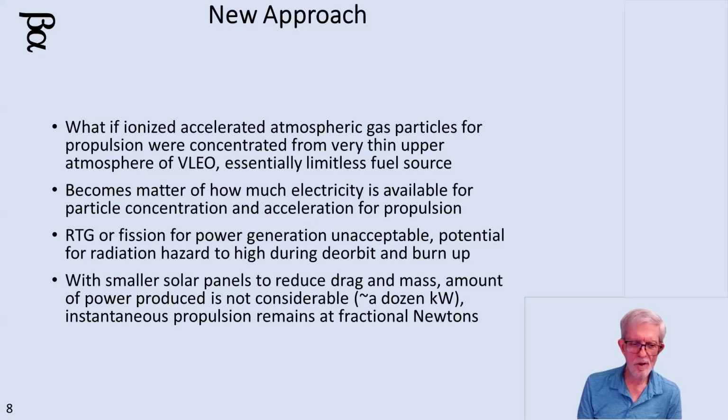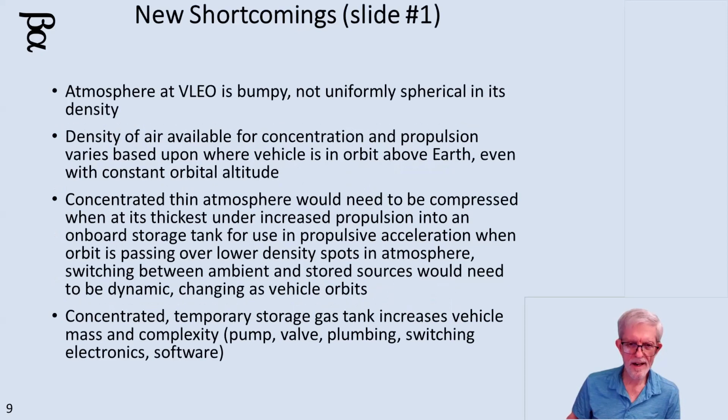So you're back to solar panels. How big can you make them so that the drag is not great? Well, it turns out you need about 24 kilowatts for your atmospheric acceleration, but with the size of panels, they can only get to about 12 kilowatts, so they're a little low. But the propulsion output is still fractions of a Newton, just like it is for ion. But here's one they ran into recently.